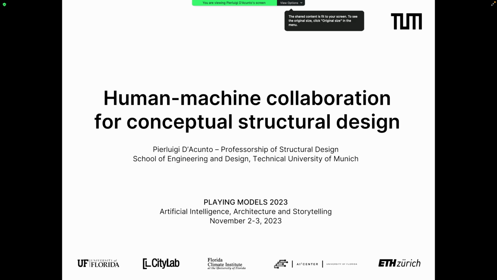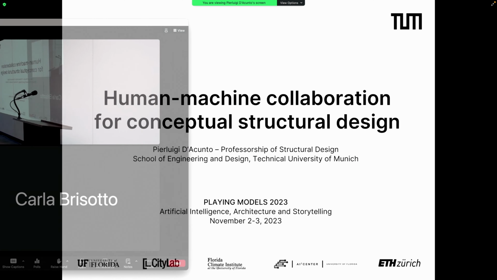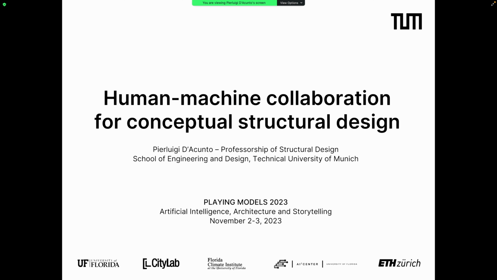So, the talk today is specifically about the point of view of structural design in the use of artificial intelligence. The idea is to share with you some of the recent research that I developed here at the Technical University of Munich, but in reality, this is all work that was started when I was still at ETH Zurich. A very big part of this work is ongoing collaboration that I'm carrying out together with Carla Saldana at the University of Florida.